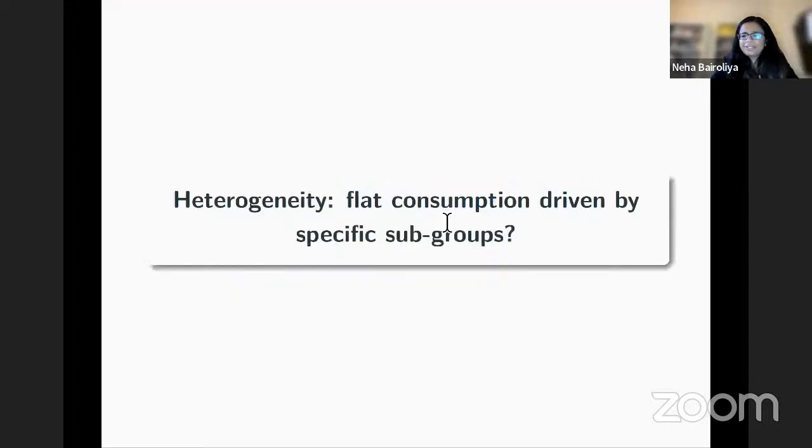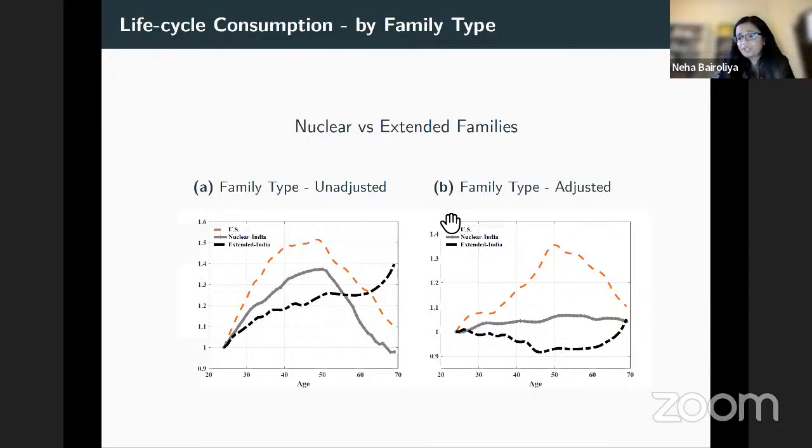So could we say that this flat consumption is driven by certain subgroups and that's dominating the average behavior? Well, let's look at some of this heterogeneity. The first source of heterogeneity that comes to mind is the differences in family structure, right? Nuclear families are very different from extended families. Now, what I mean by nuclear families are families where you have a household head, their spouse, and their non-married children. Any other household with any other member would be termed an extended family in our sample.